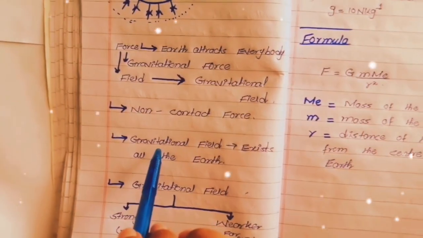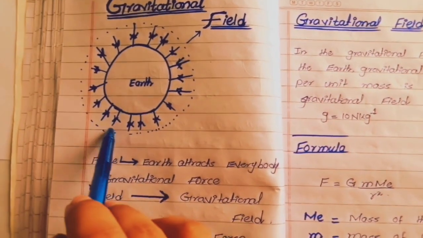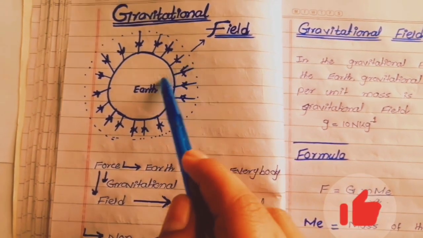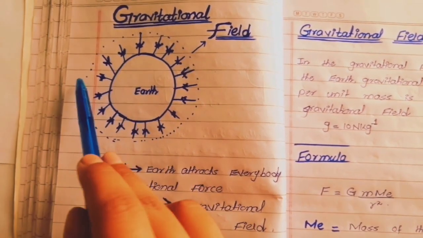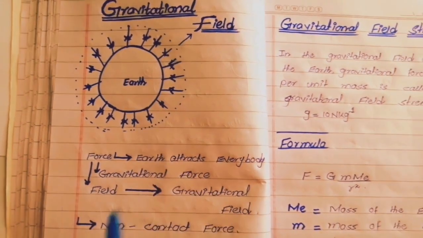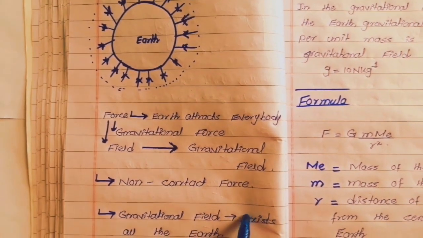Gravitational field exists all around the earth. So when this force exists all around the earth, it attracts every body towards its center. This is an example of non-contact force.